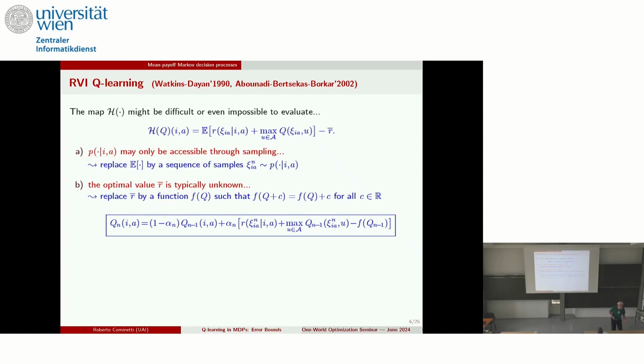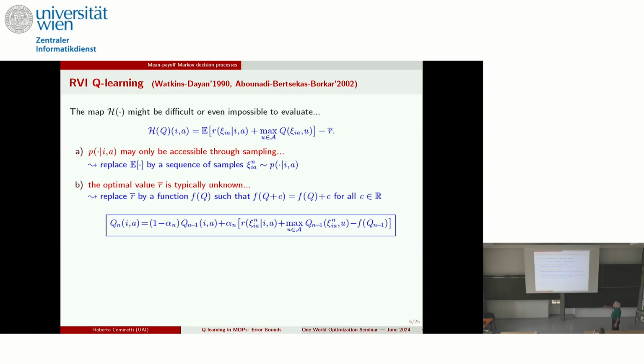Well, the idea is very simple in that case. You take this expectation, instead of considering the average map, you just sample. So you replace the expectation by some simulation of this random variable, the next state. The second problem is that the optimal value that appears here is unknown. And it's of no help to try to put something which is similar to R bar. If I miss the good R bar, I will not converge because there is no fixed point.